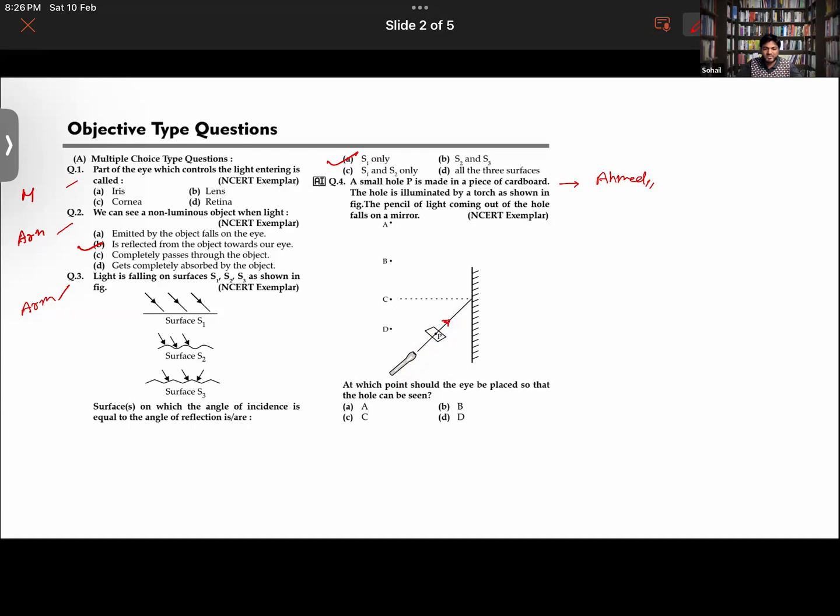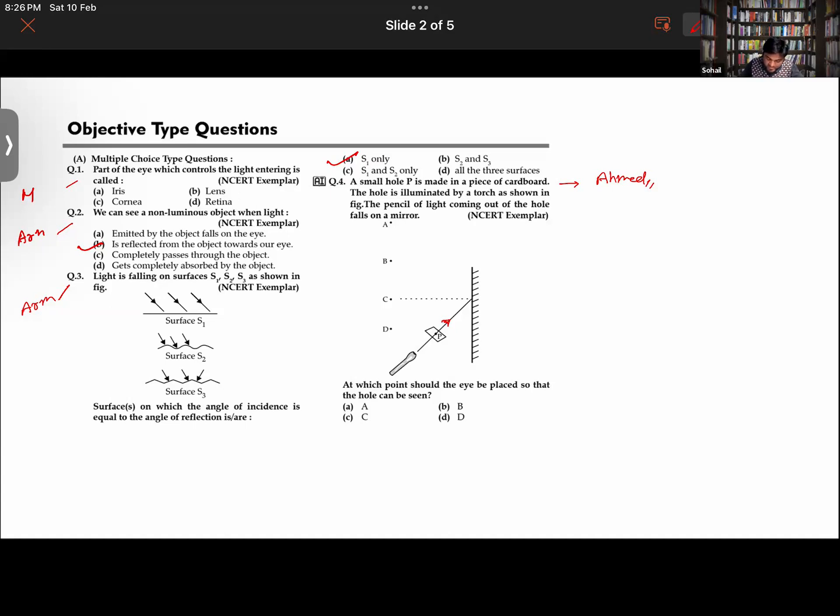See, in this question, first of all, you guys tell me what were the laws of reflection which we studied. What were the basic laws? Angle of incidence is equal to angle of reflection, and incident ray, reflected ray, point of incidence, and normal lie on the same plane. Correct.